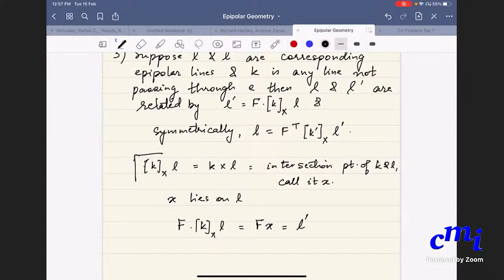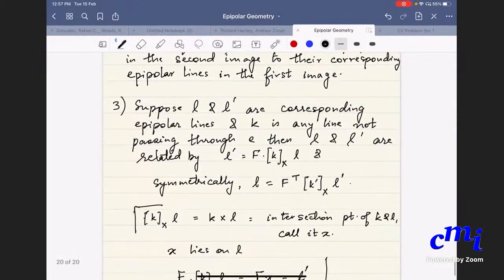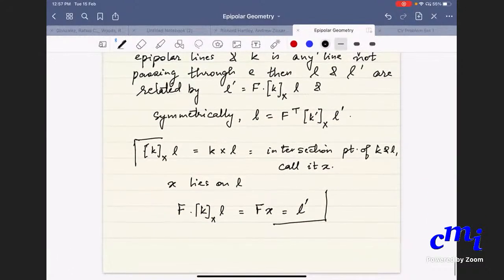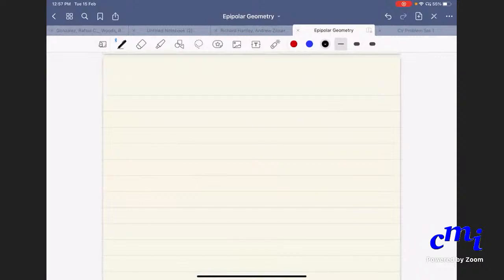And symmetrically, you can show the other for F transpose. Okay, so that's this property. And now finally, what I want to talk about is this notion called the essential matrix. The essential matrix is essentially the fundamental matrix in a simplified situation. The simplified situation is when both cameras are canonical cameras.